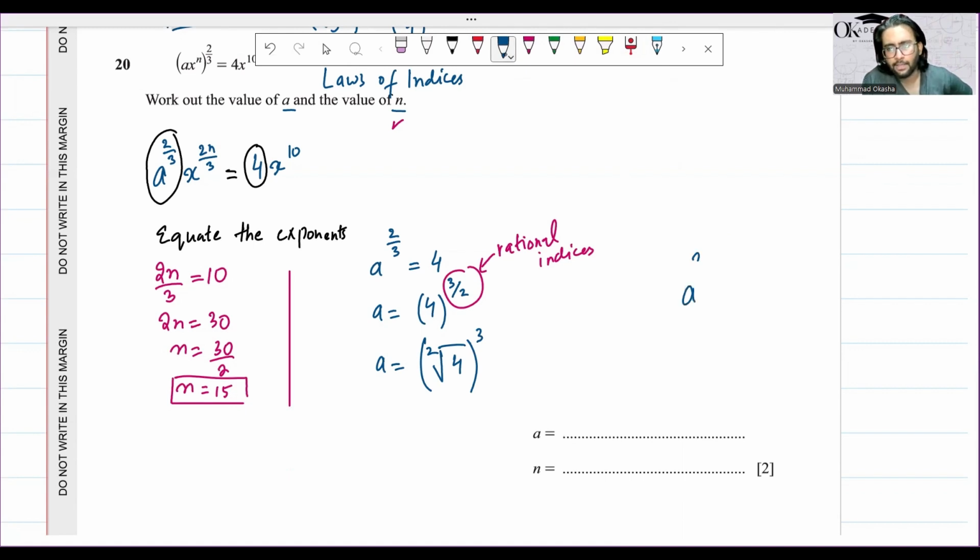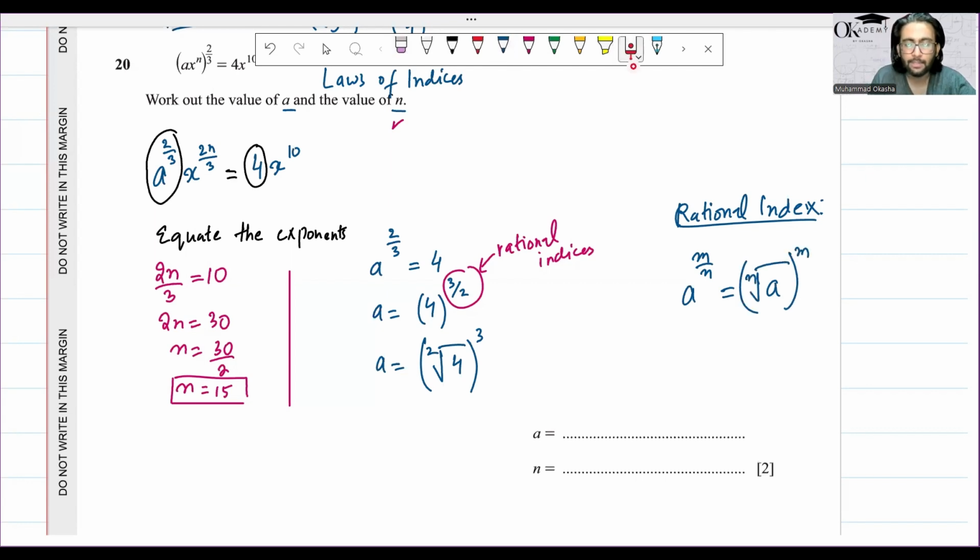It actually looks like this: a to the power m over n. This is the law of rational indices. If you know this, you can just skip ahead. So what happens if you have a rational index? a to the power m over n is equal to the nth root of a, whole to the power of m. In simple words, it's a really simple way to remember this: the denominator becomes the root, the numerator becomes the exponent. That's how simple it is.